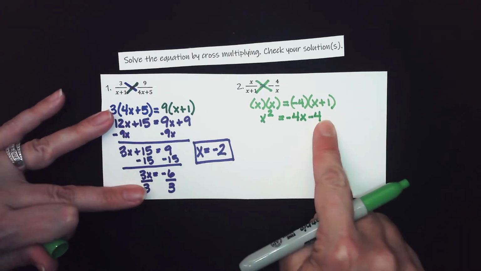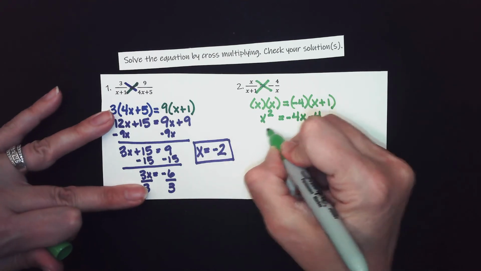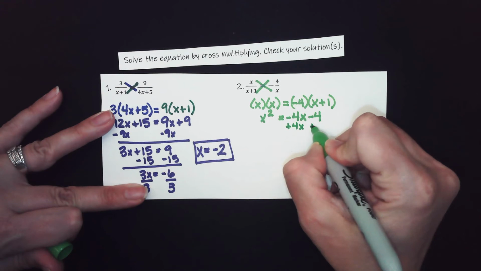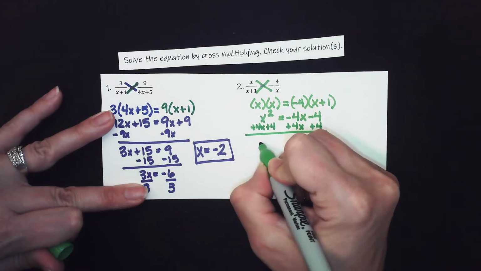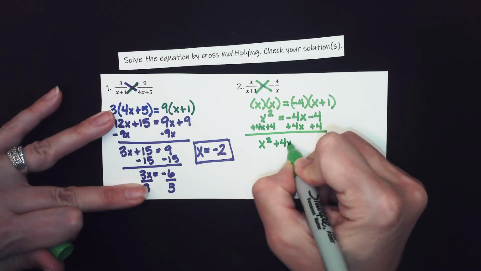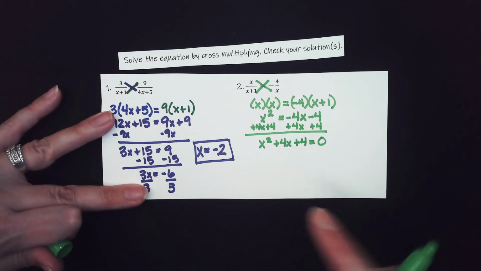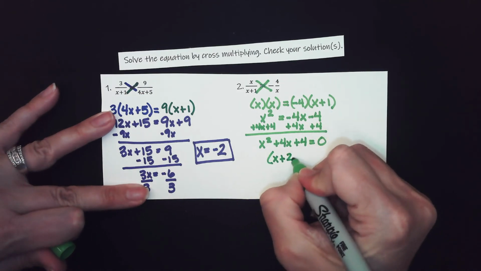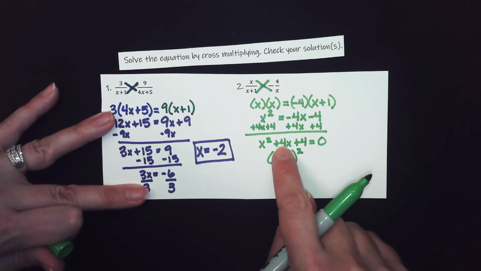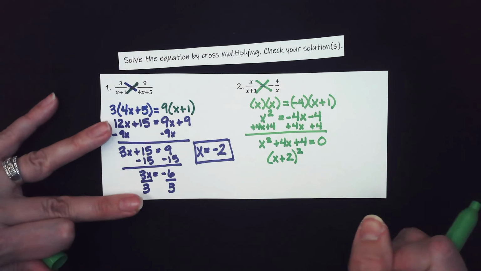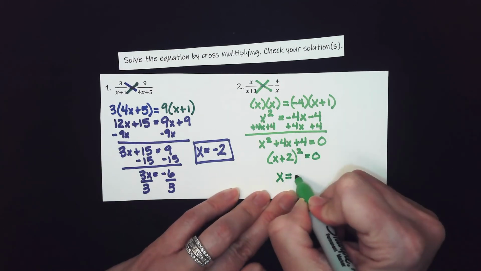And we see now I'm going to have a quadratic because I have an x squared. So I'm going to move everything to the side where that x squared is. And I'm going to do that by adding 4x and adding 4 to both sides. So I get x squared plus 4x plus 4 equals 0. And I can factor this. This is the same thing as saying x plus 2 squared. X plus 2 times x plus 2. 2 times 2 is 4. 2 plus 2 is 4. Okay? So when I solve this, because it equals 0, I get that x equals negative 2.